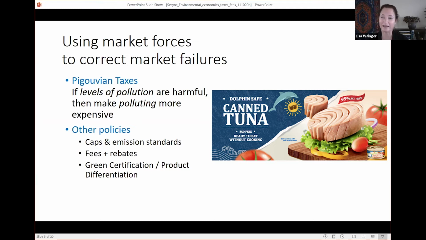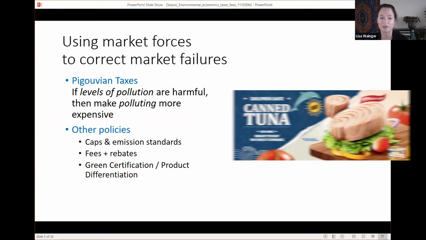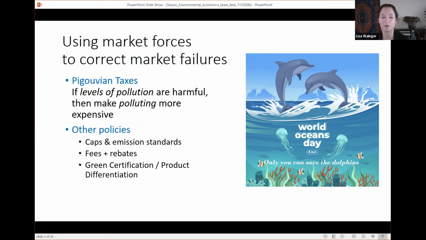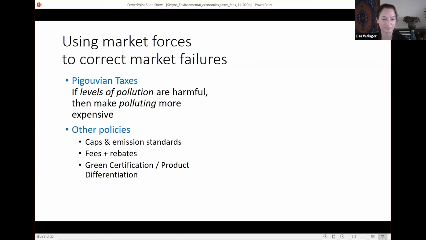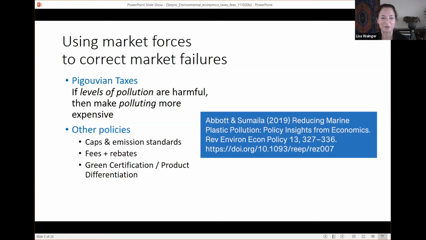Well, that can happen, and it has probably happened to some extent with dolphin safe tuna, but it probably took more than just the green certification. It took a lot of advocacy to get people concerned about the dolphins and understand the issues. And so a lot of these things that people want to slap on and just use don't always work in isolation. Okay, so those are some of the options, and the reading has more explanation of what some of these policies and options are.